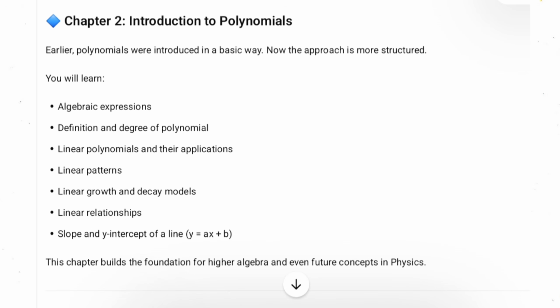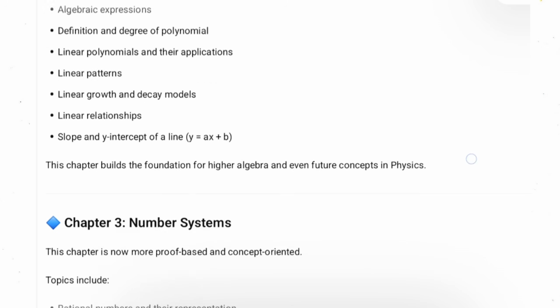Second chapter is introduction to polynomial. So here students will learn algebraic expression, definition and degree of polynomial, linear polynomial and their application, linear pattern, linear growth and decay model, linear relationship and slope and y-intercept of a line, y = ax + b. This chapter builds the foundation for higher algebra and even future concepts in physics.